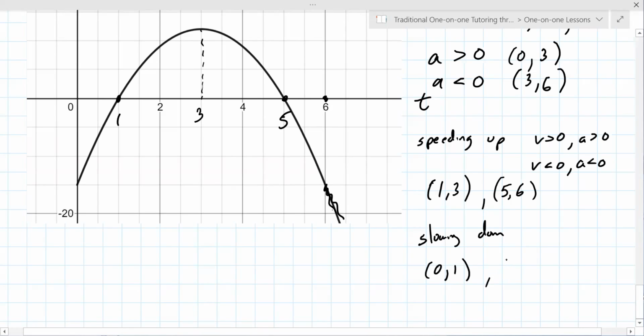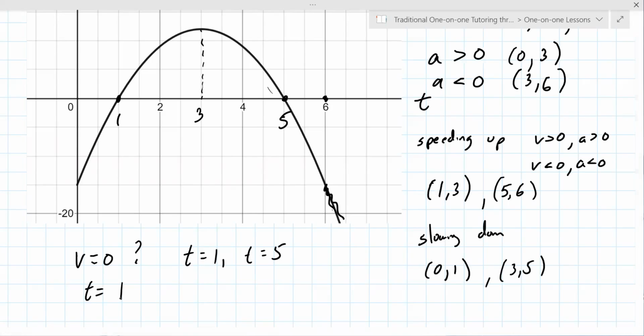Okay. And then from 3 to 5, so let's look at that. Well, the velocity is positive because it's above the x-axis, but the slope is negative because it's going down. Right. Okay. Where is velocity equal to 0? You've already answered this, but it's at t equals 1 and t equals 5. So what happens at t equals 1? What do you see there? We kind of already covered this in another problem.